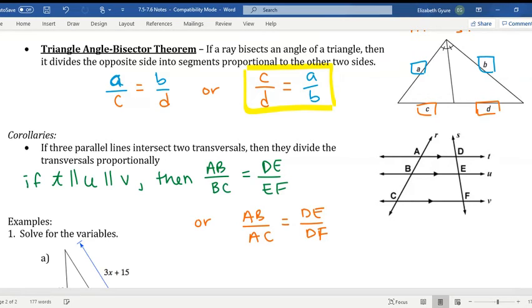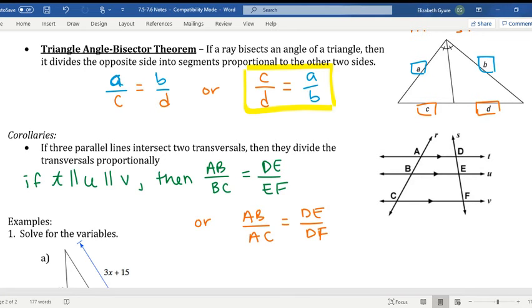And really, which proportion you apply is going to depend on what information you're given. Are you given the smaller parts? Are you given the entire measurement? Some combination of all of it. So it's just going to depend on what you're trying to find.